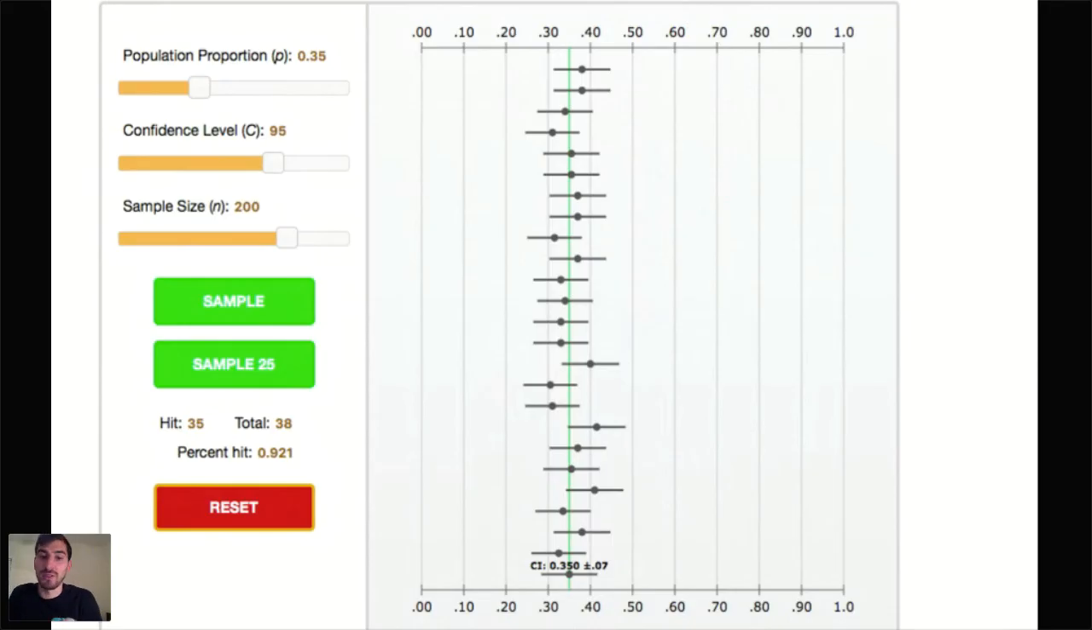And of course, the opposite is true. Smaller samples create a larger margin of error, and a lower confidence level will create a smaller confidence interval because you don't care about as many intervals hitting the correct answer.